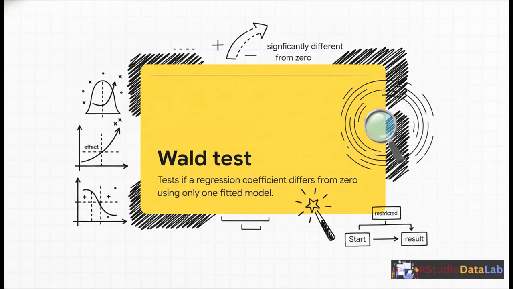The math behind the test. Time to look under the hood. The formula behind this is incredibly elegant. For a single coefficient, the Wald statistic, which we call W, is calculated by taking your estimated coefficient, that's your beta hat, minus the hypothesized value, which is almost always zero. You then divide that by the coefficient's standard error and square the whole shebang. Under the null hypothesis, this follows a chi-squared distribution with 1 degree of freedom. Honestly, it's beautifully simple.